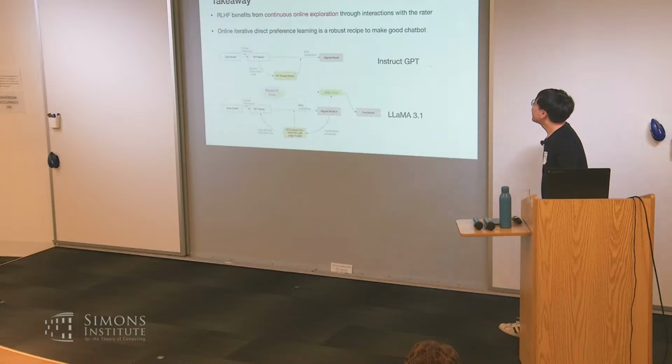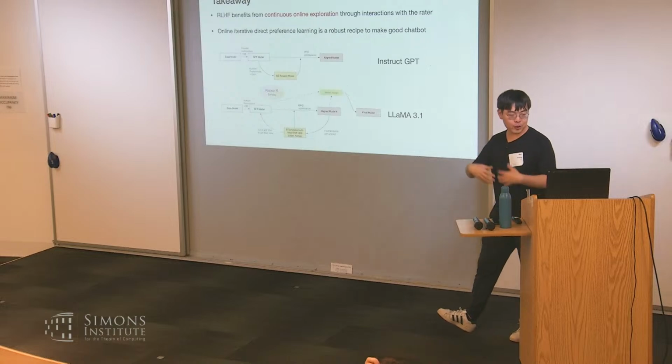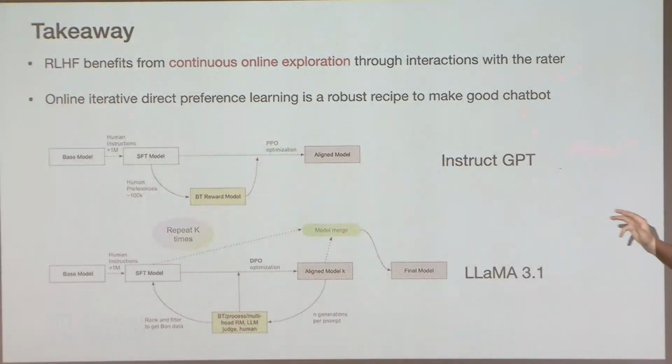Okay, I think we have two takeaways. The first thing is that RLHF really benefits from continuous online exploration through interactions with the rater. This is what sequential decision-making tells us, and it really works pretty well in practice. The second thing is that online iterative direct preference learning is a robust recipe to make good chatbots.